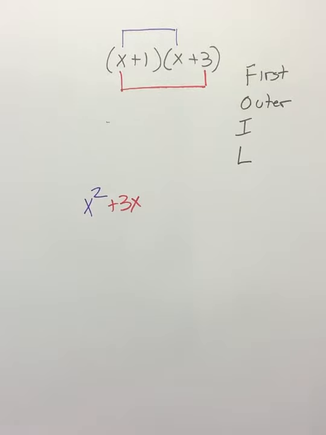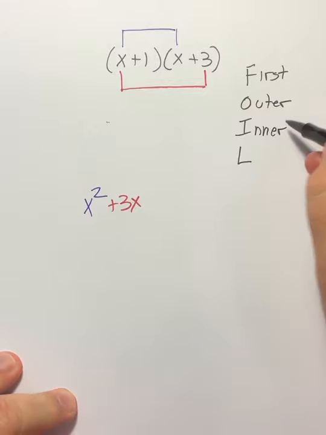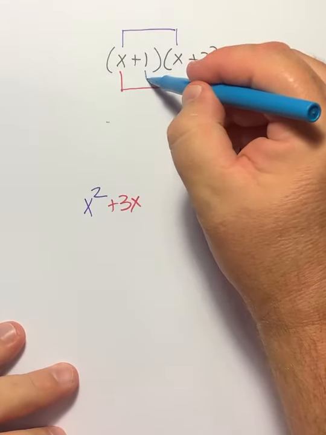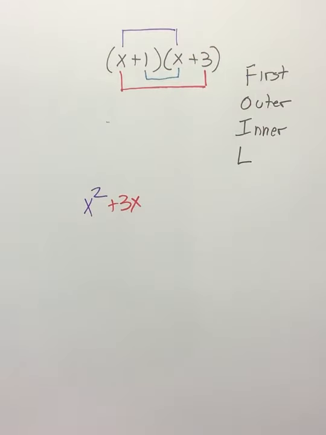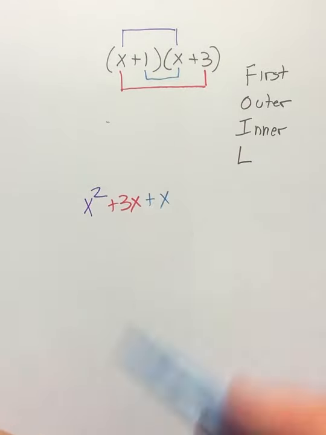3x. Then the next one stands for the inner terms, which is the opposite of what you just did. So the inner terms are these two. And what is 1 times x? Well, that's easy. That's just x.